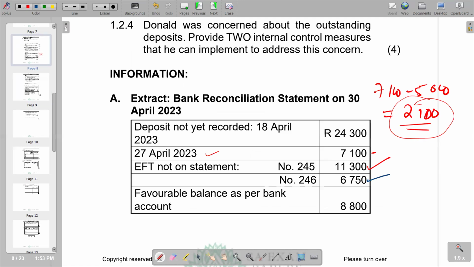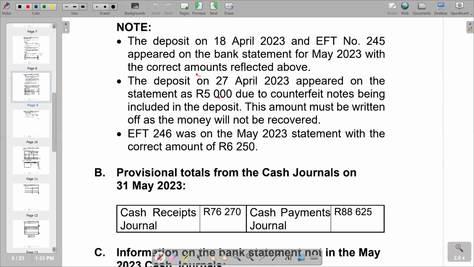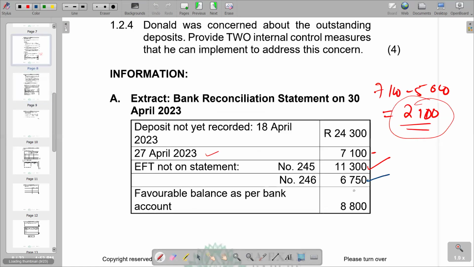So it is being referred to as appearing with the settlement with the correct amount. So this is the correct amount, 6,250. But if you check there, the amount that is there is 6,750. So if you say 6,750 minus 6,250, this one is the correct amount, and the one that we have for the bank reconciliation statement is the wrong amount.